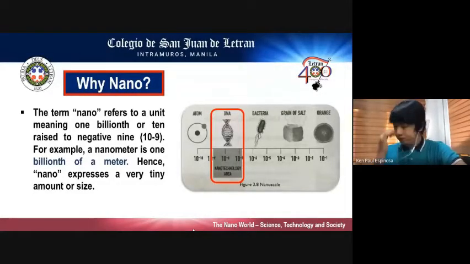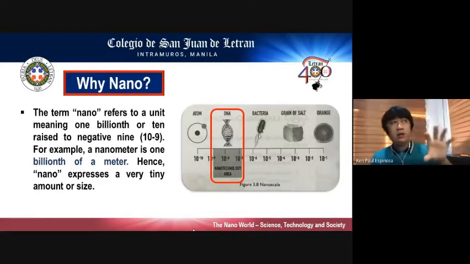For example, kukuha na kayo ng DNA, for example, blood. So sa blood, may cell. Sa cell, sa nucleus nun, may DNA. Alam mo naman, di ba? In a cell, there is a nucleus which controls everything. So inside the cell, there is DNA. So ganun kaliit yung technology ng nano in a small scale.